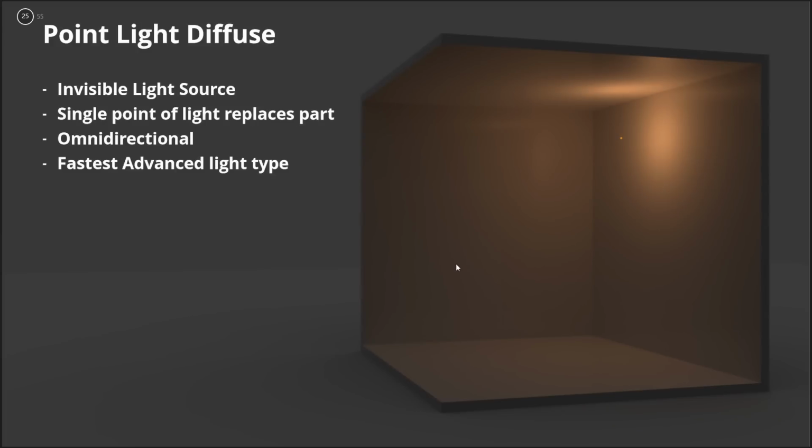Here, let's talk about our second light type. So we have our point light diffuse. If you were to apply this material to a piece of geometry, your geometry is essentially going to disappear, and all you're going to get is one little point, and it's going to be shooting light out in all directions. So the point light is omnidirectional. It's like a little miniature sun.